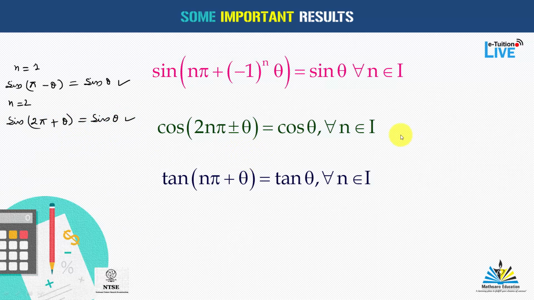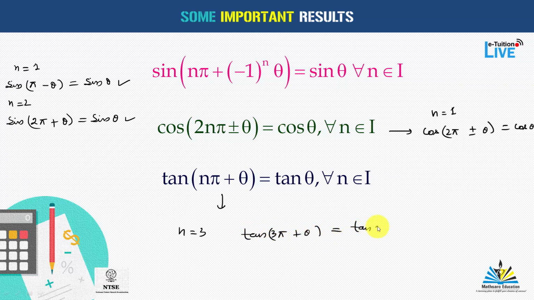Now let's think about this formula for n equal to 1: cos of 2n pi, that is 2 pi plus minus theta, is equal to cos theta. So 2 pi is 360 plus theta or 360 minus theta. For plus theta, the angle will move to the first quadrant, and for 2 pi minus theta it will move to the fourth quadrant, and in both quadrants cos is positive, hence this is cos theta. In the same way, for n equal to 3, tan of 3 pi plus theta is equal to tan theta. 3 pi means 540 degrees. 540 plus theta means this is moving in the third quadrant, and in the third quadrant tan is positive.